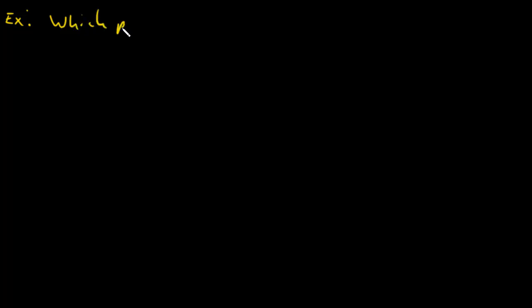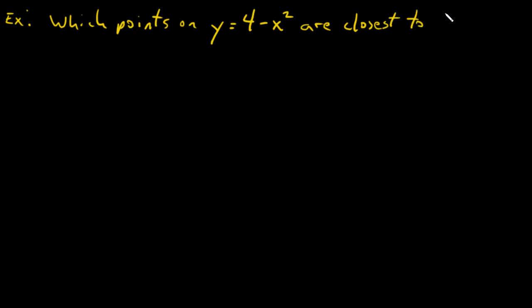Which points on y equals 4 minus x squared are closest to (0, 2)?